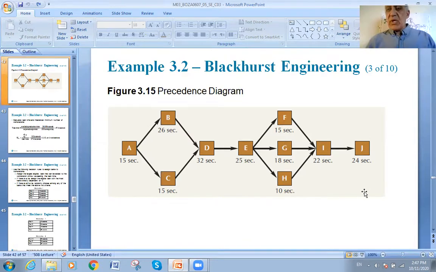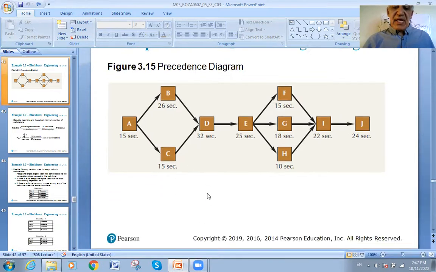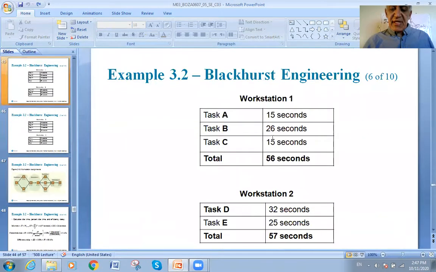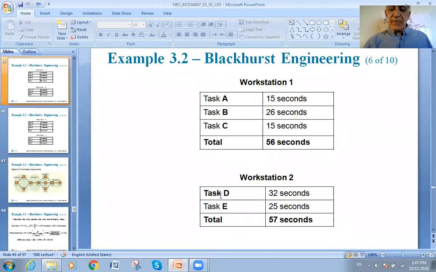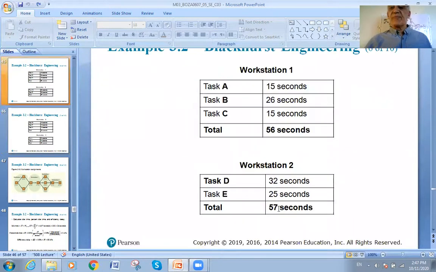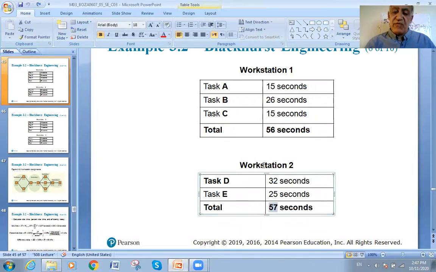Okay, we will make an addition for every one of them. 15 plus 26 plus 15 will give me a number. We did it here. A 15, B 26, C 15, they are 56. Then the same thing for station number 2, D and E together, then for number 3, then for number 4. Then I will take the largest number of the stations. The largest number of them is 57, of workstation 2.